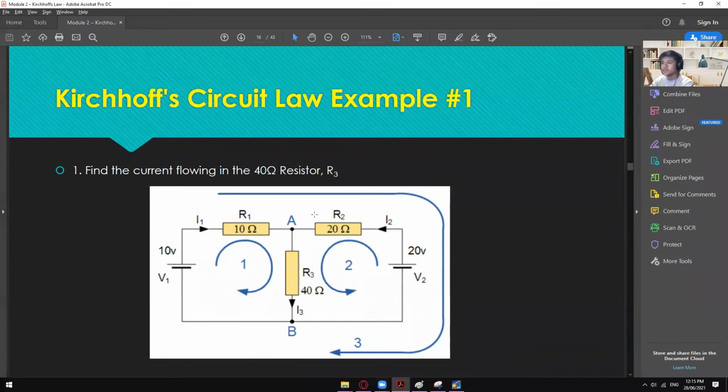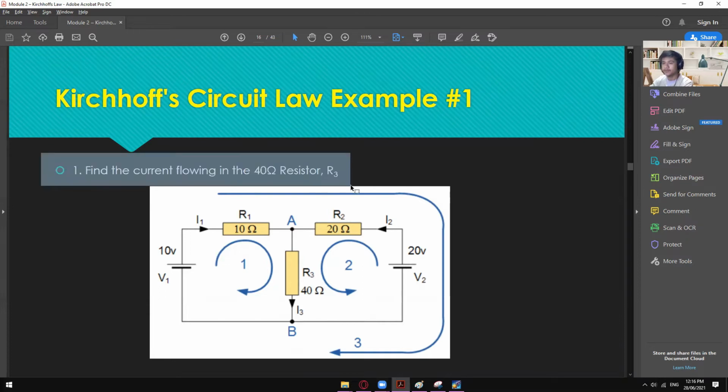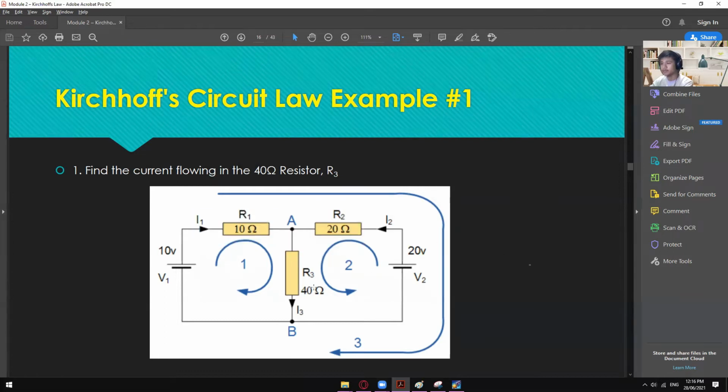Okay, so let's have this example right here. So our main goal is to find the current flowing in the 40 ohm resistor R3. So we can already identify the I1 and then the I2, but what about the I3? Because we have 2 voltage sources right here.